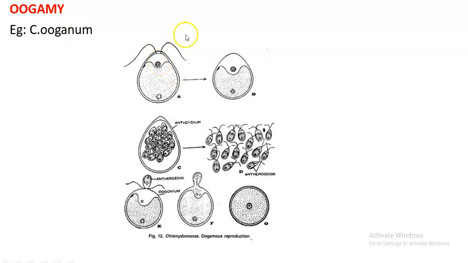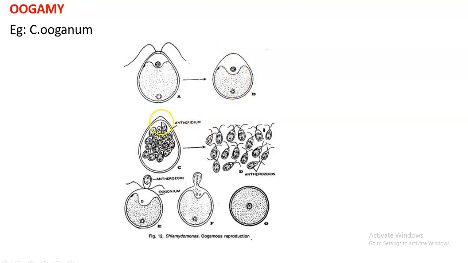For that it will be losing its flagella and it will be waiting like this for the microgametes or the androzoids to meet it. So it will be losing its flagella and waiting for the male gametes to fertilize it, because it will be developing an egg within it.